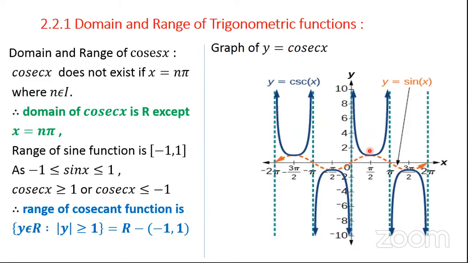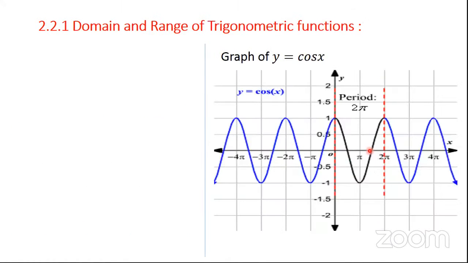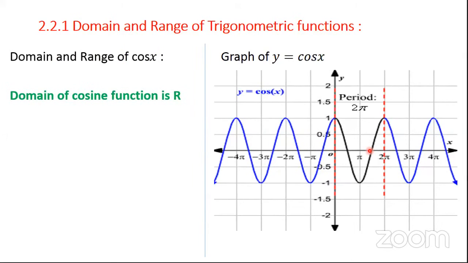pattern. Now the next is cos x. Now go for the range and domain of cos x. We have seen that we have defined cos x also for x a real number. So the domain for cos x is also the set of real numbers.